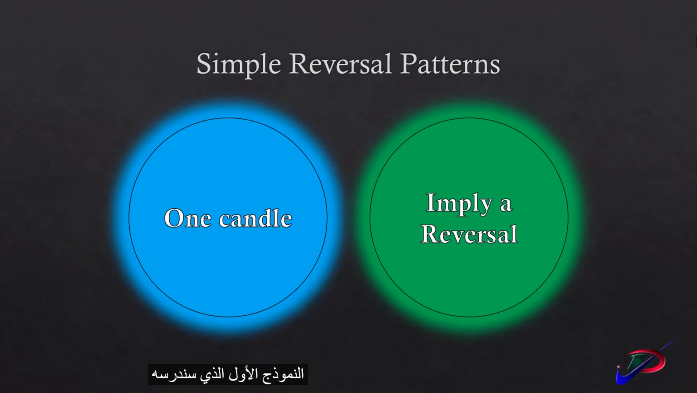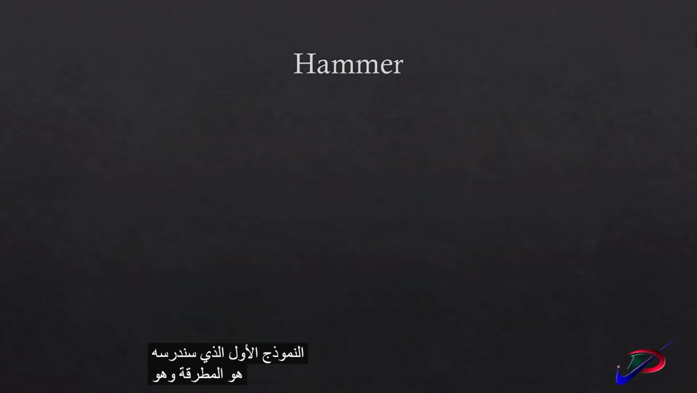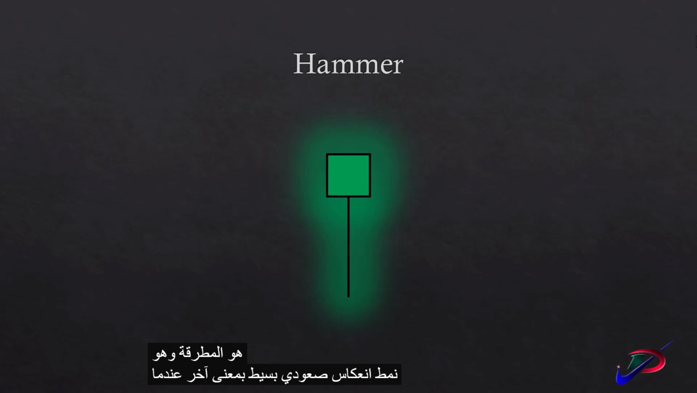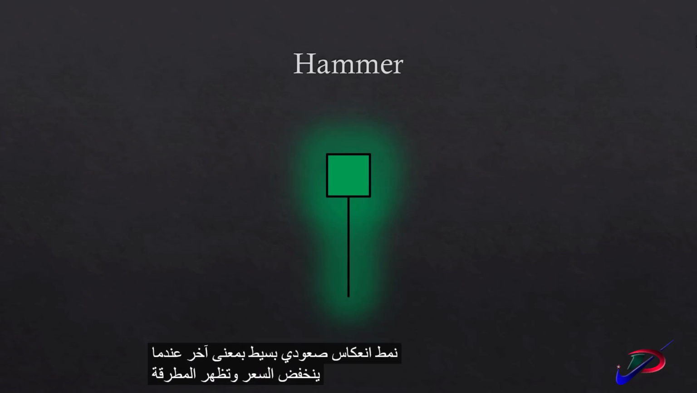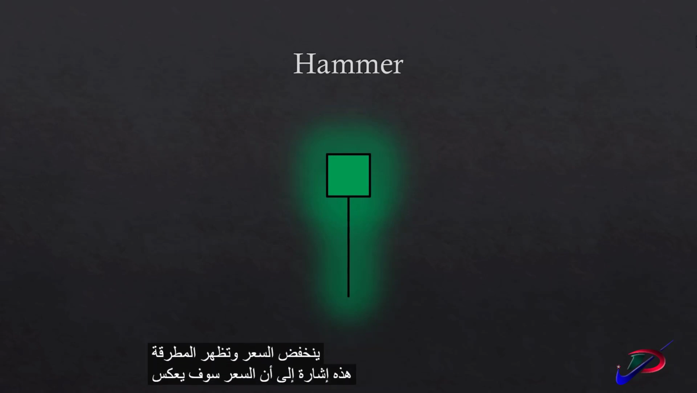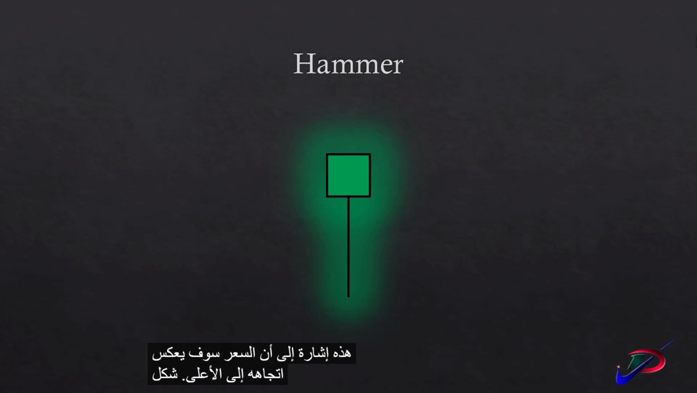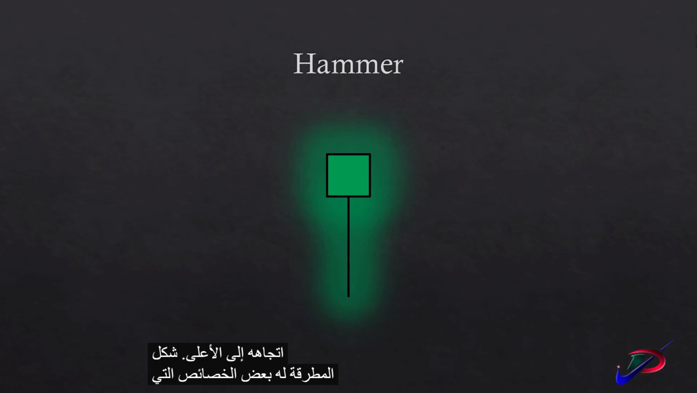The first pattern we are going to study is the hammer, which is a simple bullish reversal pattern. In other words, when price is going down and a hammer appears, that's a signal the price will reverse its direction to the upside. The shape of a hammer has a few characteristics that make it a bullish reversal pattern.